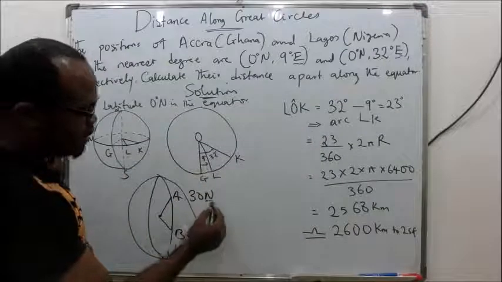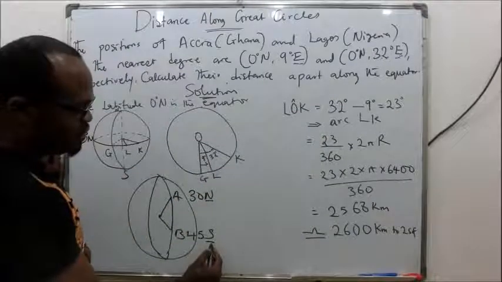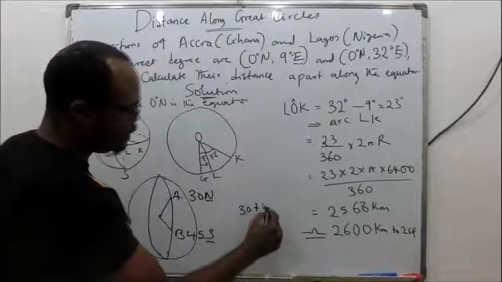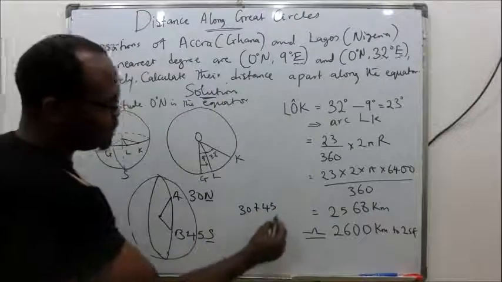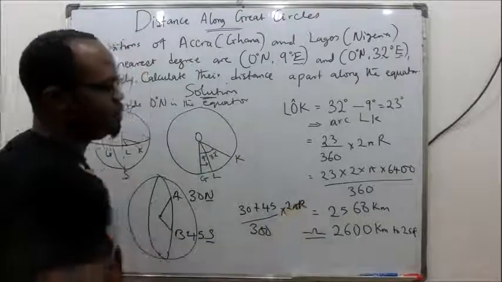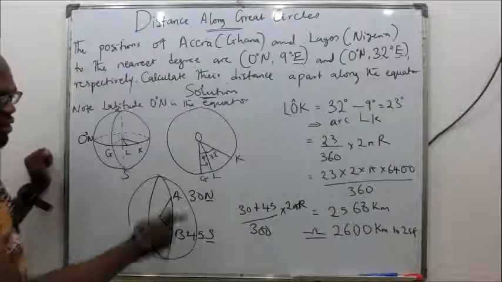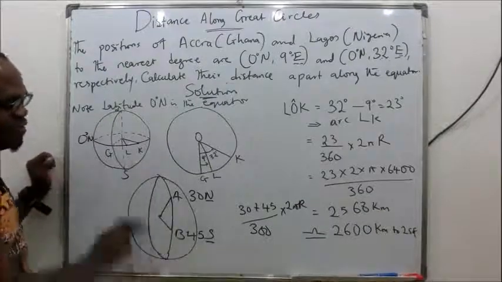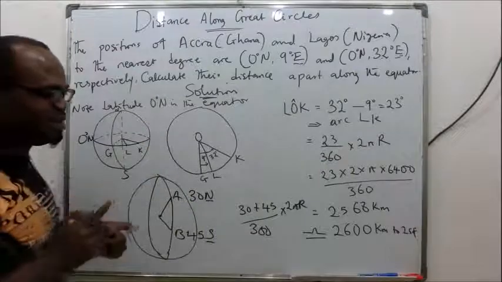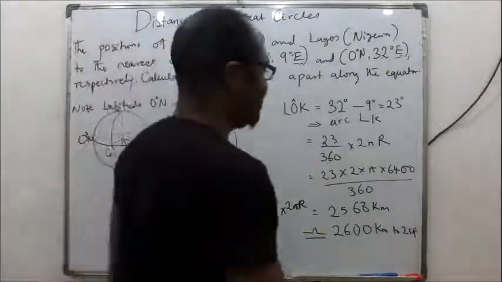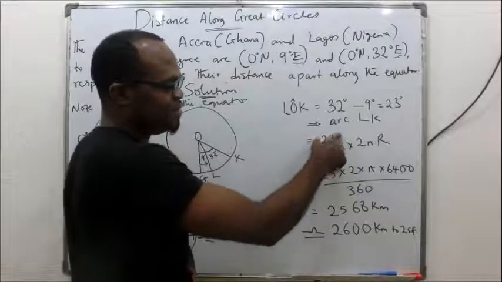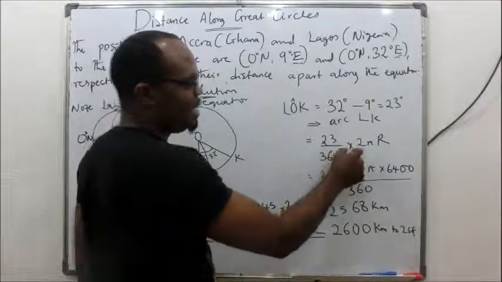But since you have north and south, they are not the same, so you have to do what? Add. So you have to have 30 plus 45. Anything you get, all over 360 times 2 pi r. The same thing. So just check whether you are calculating across the equator or across the meridians. It's just the same simple answer. Anything you get, the difference in the angles, all over 360 times 2 pi r.